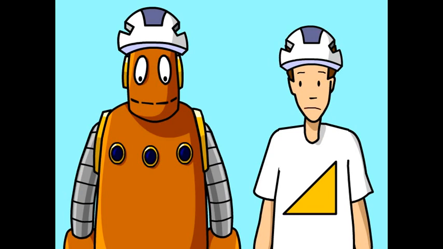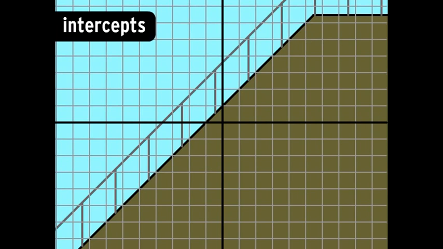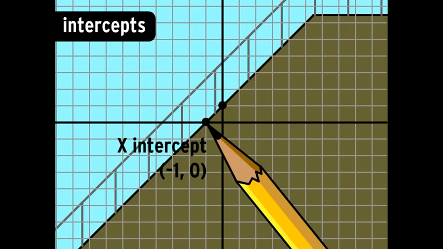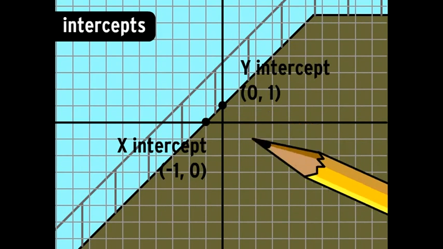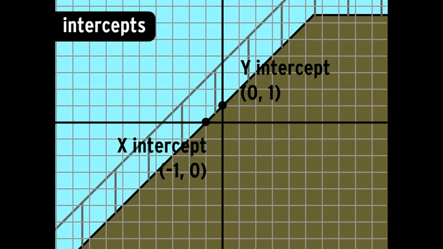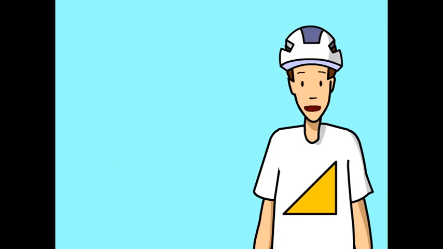Maybe you should go first. Oh, almost forgot the intercepts. Well, the intercepts are the points where a line hits the x and y axes. For our ramp's line, the x-intercept is -1, 0, and the y-intercept is 0, 1. The y value of the x-intercept is 0, and the x value of the y-intercept is 0. Using a combination of the slope and one intercept, we can write an equation for that line in slope-intercept form.